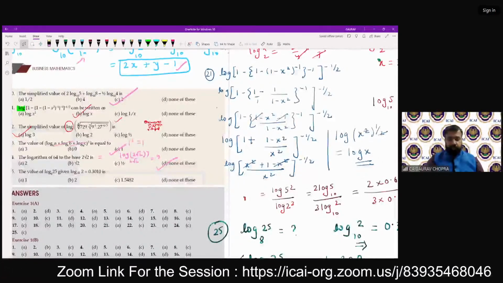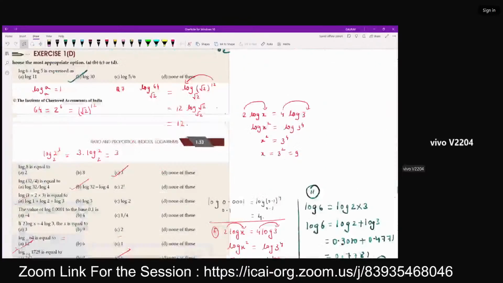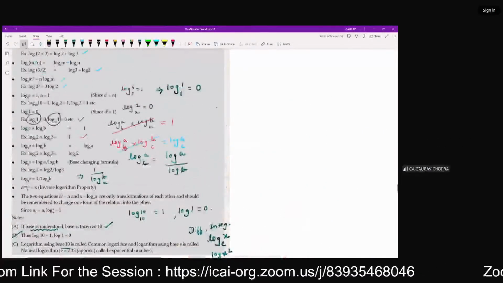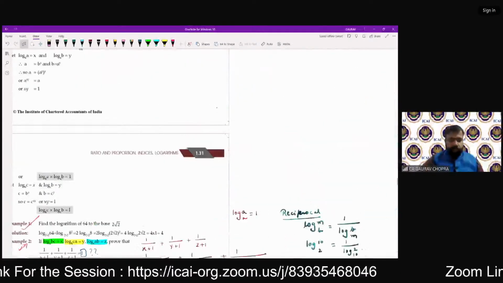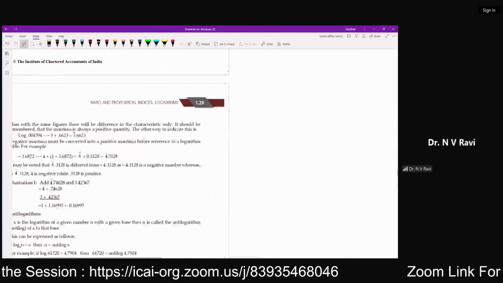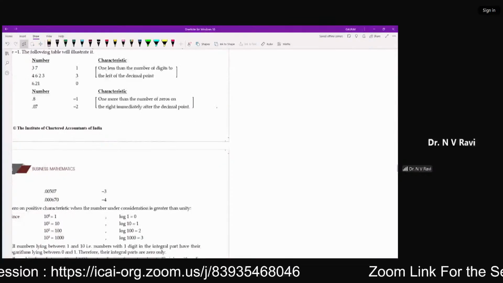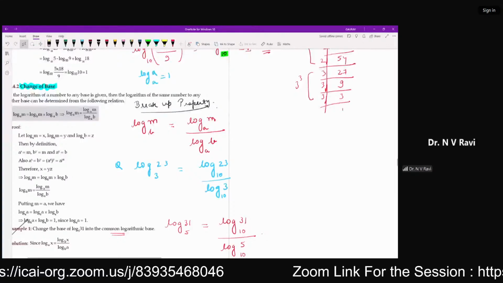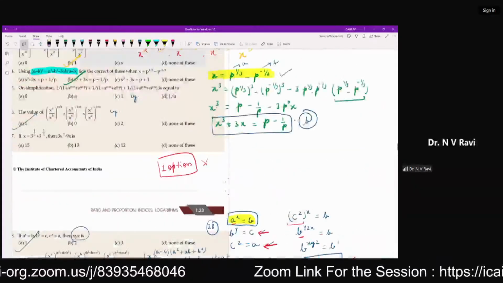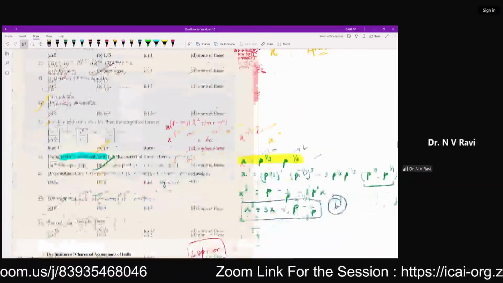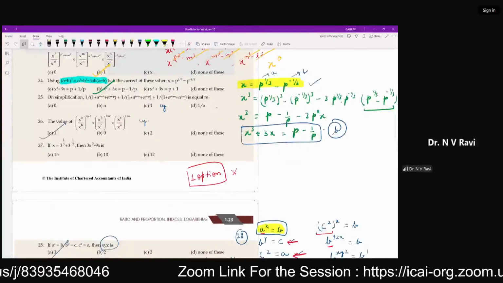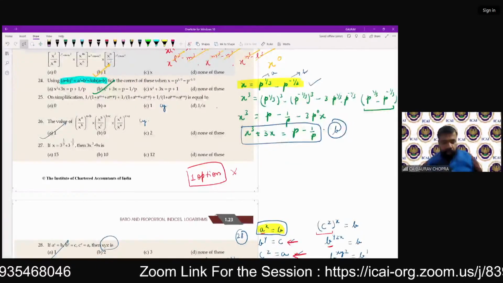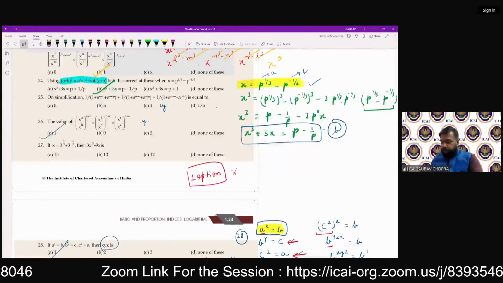Sir, question 27 of indices. Okay, so indices में एक 27 please asking. Okay, so question number 27.